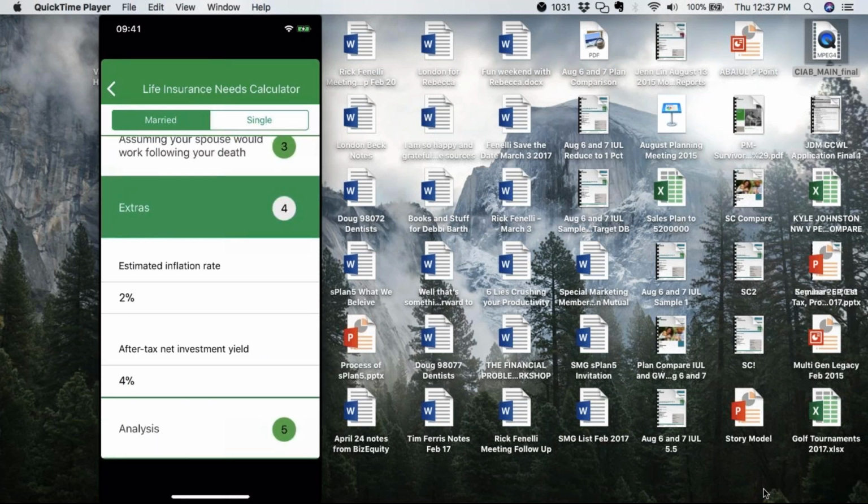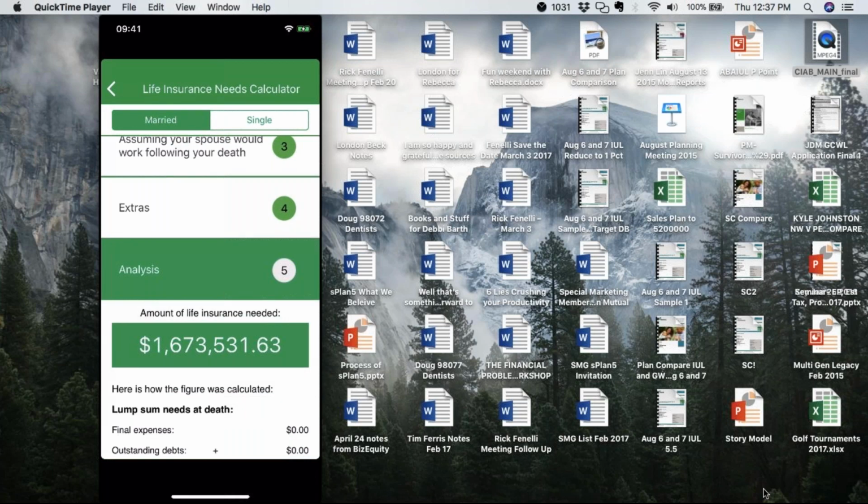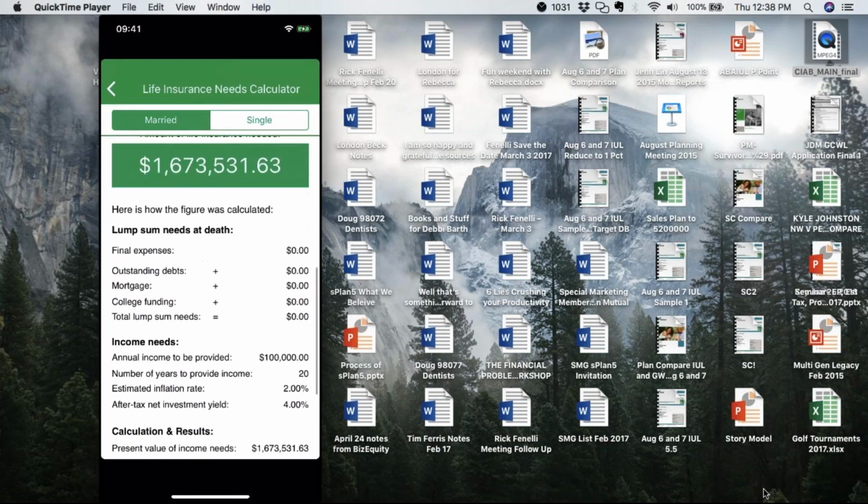So very quickly, we can hit on the analysis button down here, and it pops up with this number of $1,673,000. That's how much they're saying you're going to need in order to generate $100,000 of income per year, assuming 2% inflation, so it's adjusting for inflation, at a net after-tax investment rate of 4%, which is fairly conservative.